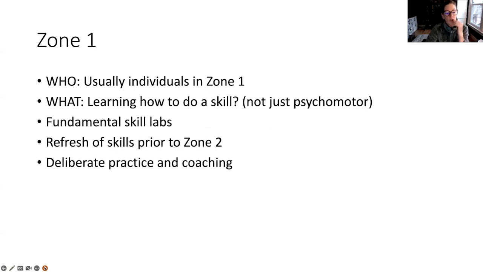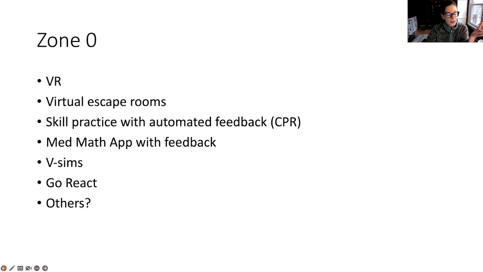So zone 1, the who, is usually individuals. We're not coaching teams in zone 1 yet. They're learning how to do a skill, but it's not just psychomotor skills. They're learning conversational skills, how to build rapport, how to deliver bad news, how to listen, how to do a history, how to ask appropriate questions in a targeted history versus a comprehensive history. All of those we should be teaching with the same standardization as we do when we teach psychomotor skills.